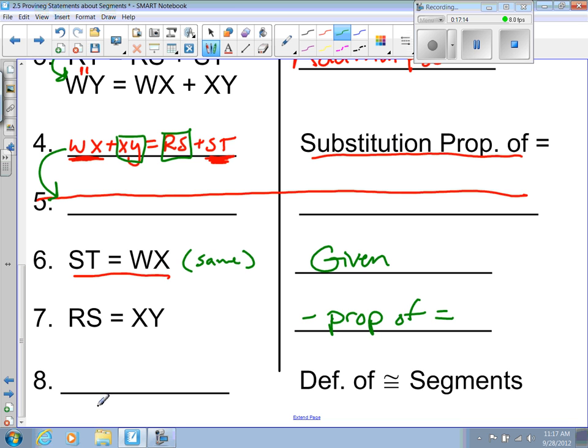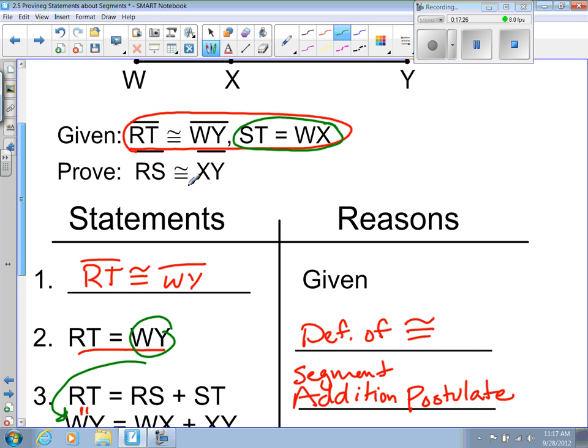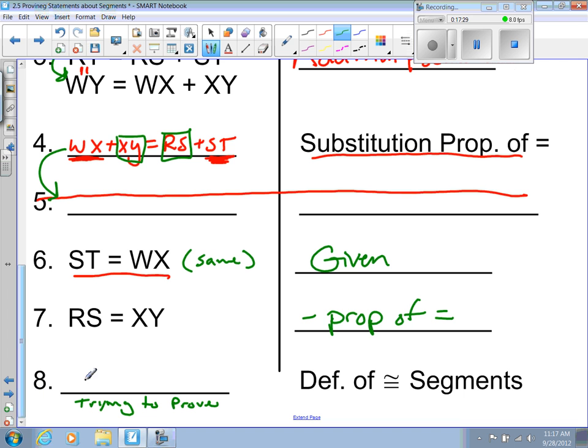And what are we trying to prove? Every single time our proof ends with what we're trying to prove. That's when you're done. So we're trying to prove that segment RS is congruent to segment XY. That's what we're trying to prove, and why does it follow? That's the definition of congruence. Okay? We've been using that every single time that an equal sign goes to a congruent sign. Definition of congruent segments.